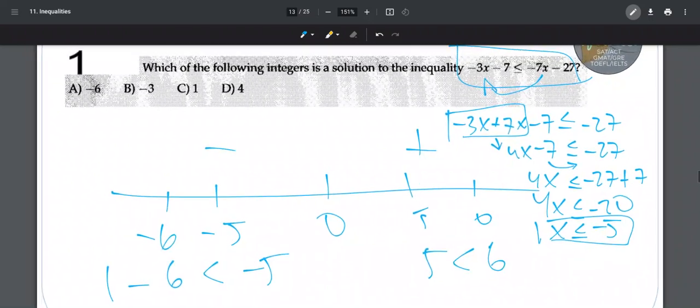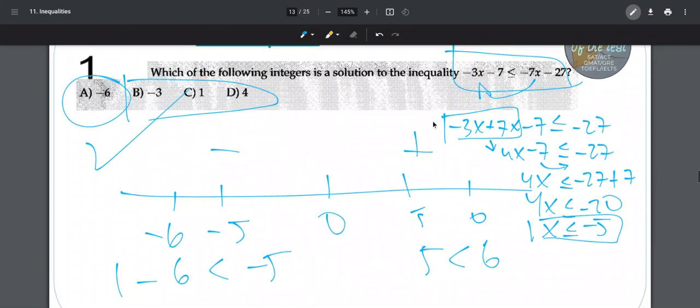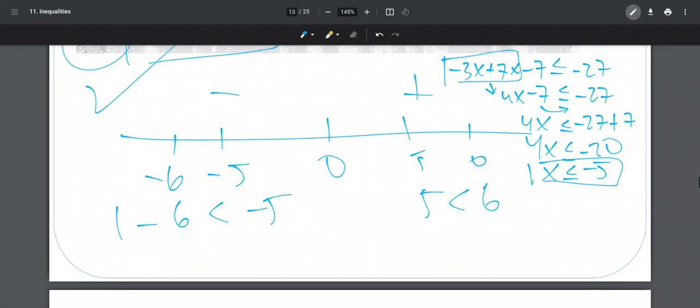Now, since I don't have a negative 5 in my alternatives and all of these alternatives are to the right of negative 5, my answer is going to be negative 6, letter A. Copy this if you have to copy. We are going to move on.